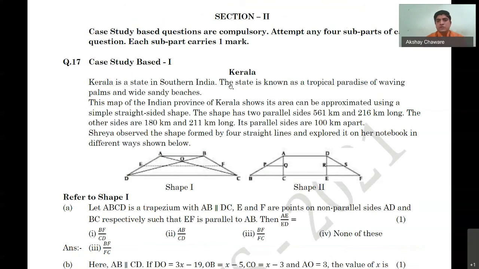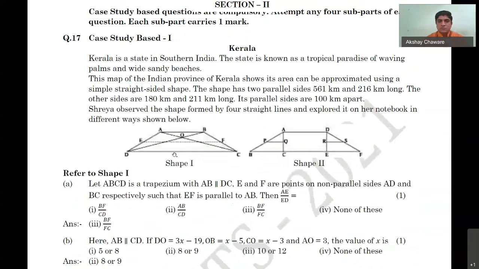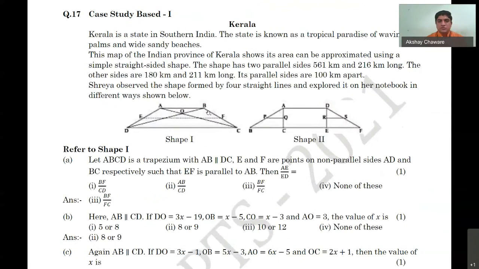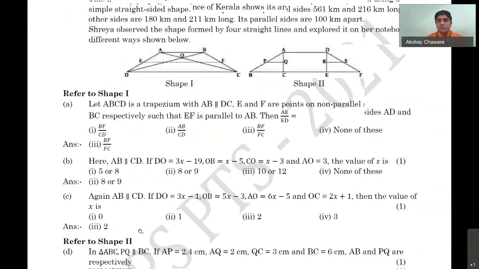Now come to section 2. In section 2, case study based questions are compulsory. Attempt any 4 subparts of each question, and each subpart carries 1 mark. Here the first case study was given, that is of Kerala, and the shape is a trapezium shape. ABCD is a trapezium. Refer to shape 1, there are 3 questions, and refer to shape 2, there are 2 questions, D and E.